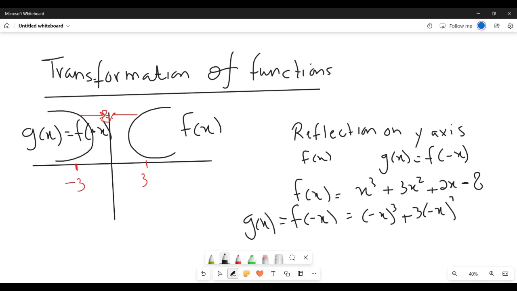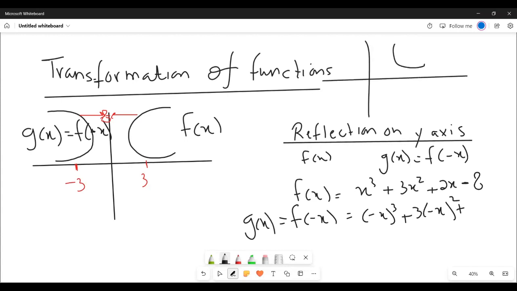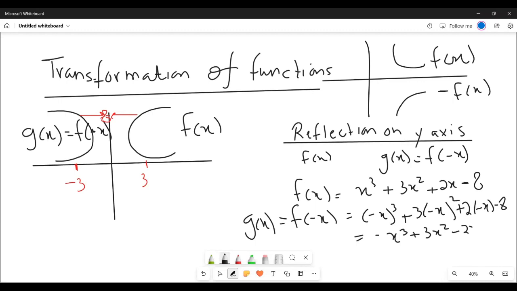Wait, so then the first one was that reflection on the y-axis? No, the first one was reflection on the x-axis. This one is reflection on the y-axis. Oh, okay. The first one was reflection on the x-axis, where if this was fx, then this was minus fx, because the values of y are changing their sign. But when you reflect on the y-axis, the values of x change their sign. Right. Then it's going to be minus x cubed plus 3x squared minus 2x minus 8. Okay.